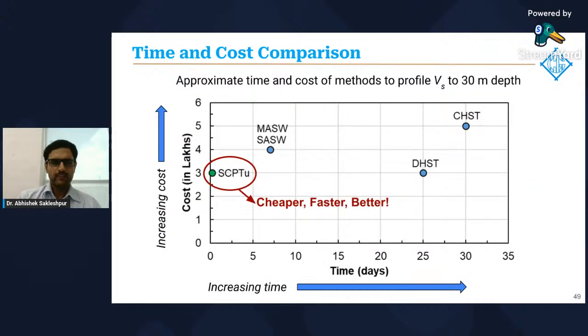Here on this slide, we can see the benefit of the seismic CPTu. So basically, the main takeaway from this is that it's cheaper, faster, and better compared to other tests such as MASW, SASW, DHST, and CHST in profiling VS to a depth of 30 meters.